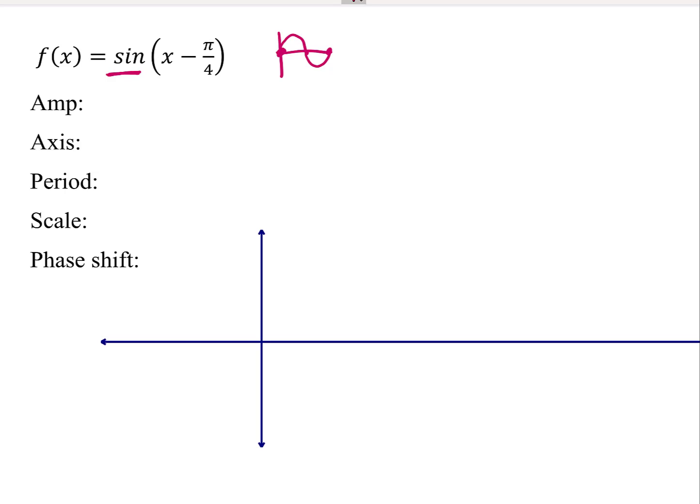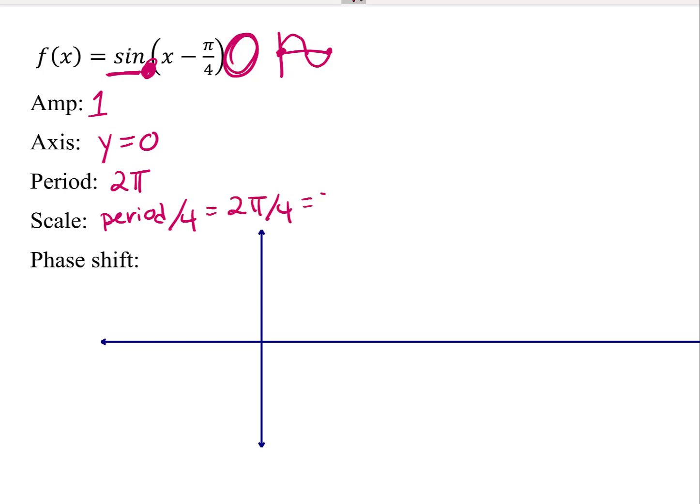The amplitude is the number that's multiplied in front of the parent function, which is an implied 1. There's nothing added or subtracted afterwards, so that means that the axis is still at y is equal to 0. There's no number being multiplied, no b value, in front of the parentheses, so the period is 2 pi, and for the scale, we still use that formula. We take the period, we divide by 4, so 2 pi over 4, or pi over 2. The phase shift means that we are shifting the opposite direction. We see a negative, so we're actually going to the right by pi over 4.